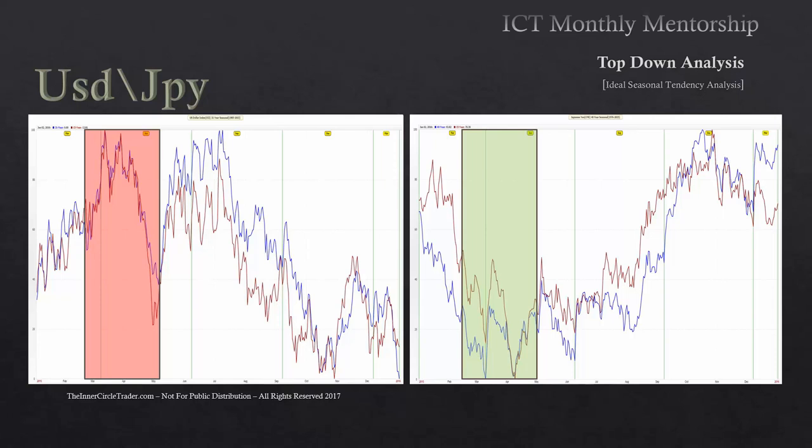If we're looking at seasonal tendencies, again, the way you could trade this is if you are in a downtrend for the dollar index, this would be a really good one to sell dollar versus Japanese yen. Or if you are in a bullish uptrend for the Japanese yen, this is a good time to sell short this currency pair because you'd be buying strength of the Japanese yen while selling dollars.